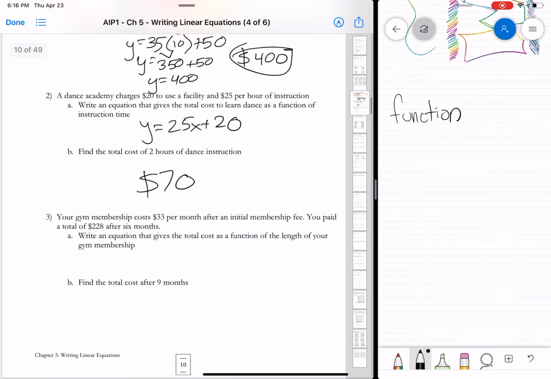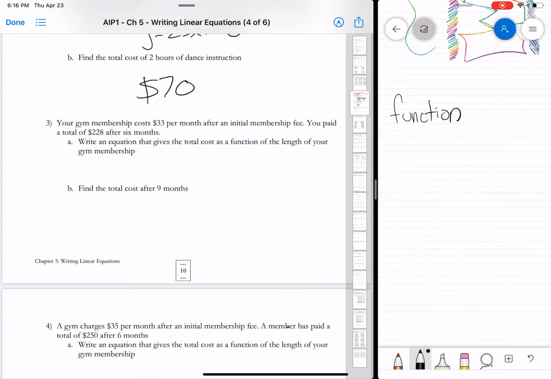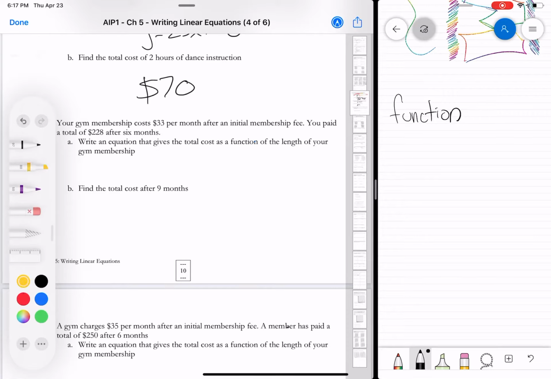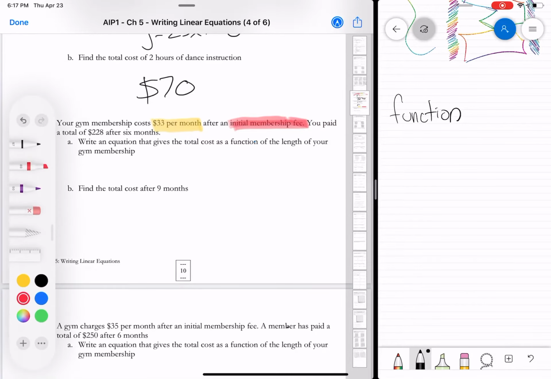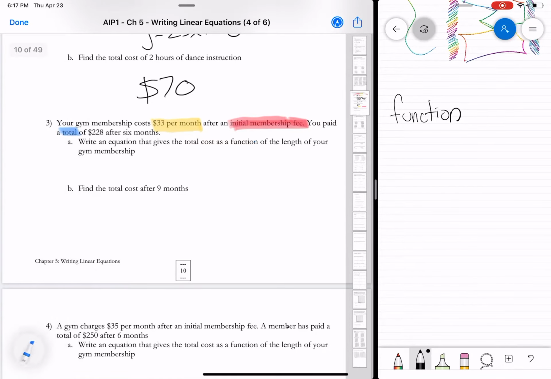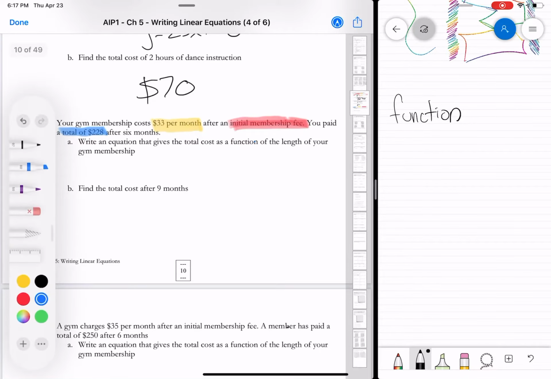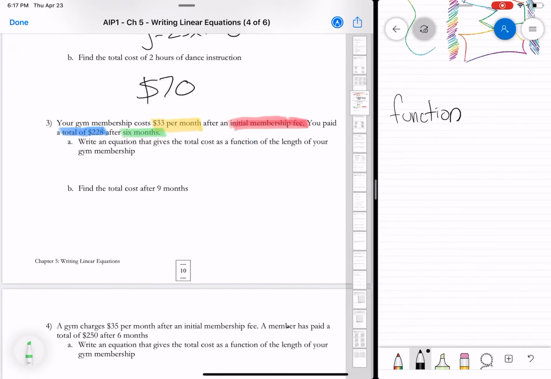The trickier ones are like problem number 3 on this page. I'm going to highlight everything on here because it's a little tricky. We have to be careful about what we're actually paying attention to. It's telling us that it costs us $33 per month. That's one part, after an initial fee. It's also telling us that we paid a total of $228 after 6 months. Usually how something's set up, it's saying per month you're going to pay this, but we don't know what that initial fee is, right?